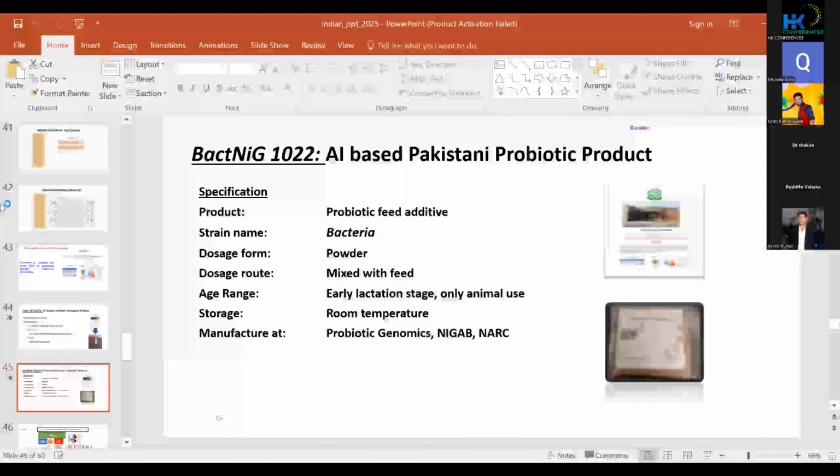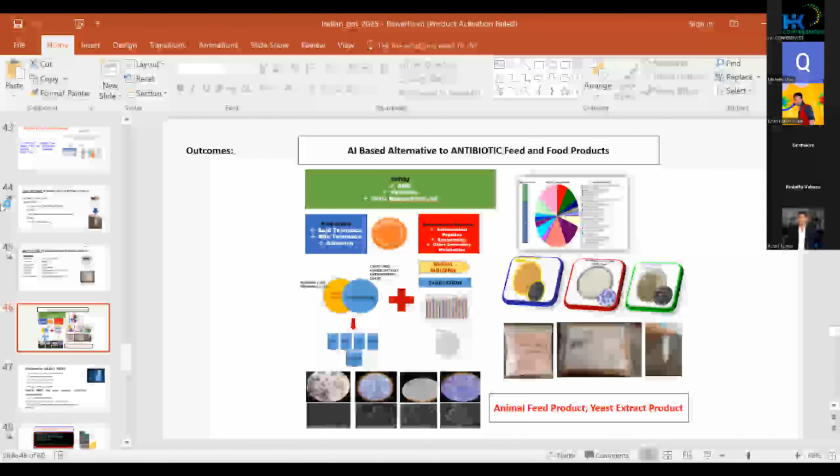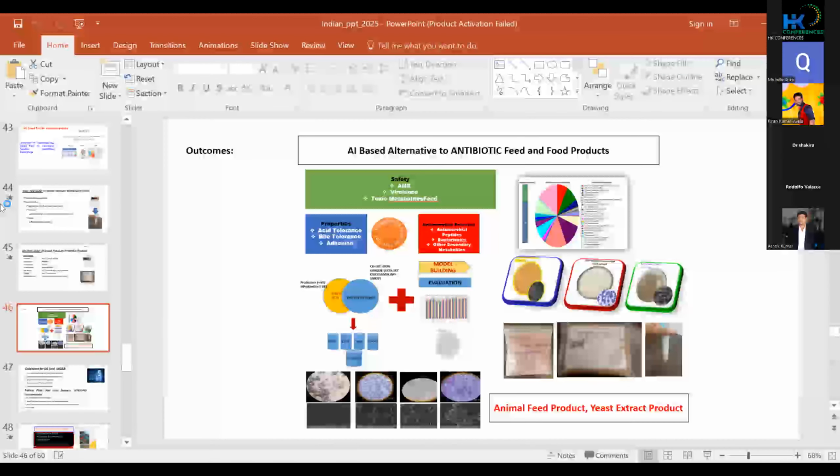Another ongoing project of our lab is Bacteriologene 102, an AI-based Pakistani probiotic product for animal milk production enhancement. All of this is based upon an AI model to build a new tool and then build a new product as well. So it's up to you, it's up to your lab. Whatever problem you have in your lab, use the AI tool and then build a new product if you have an AI expert at hand, right?